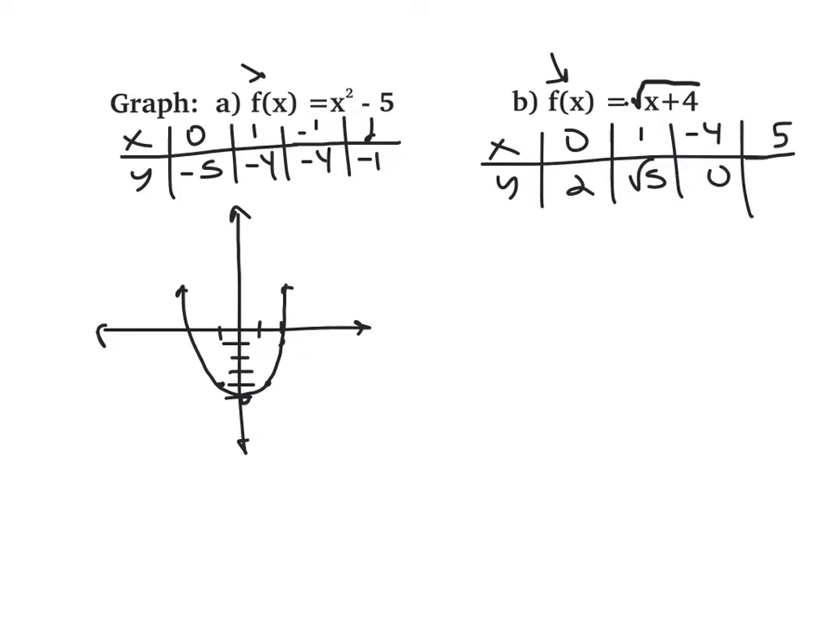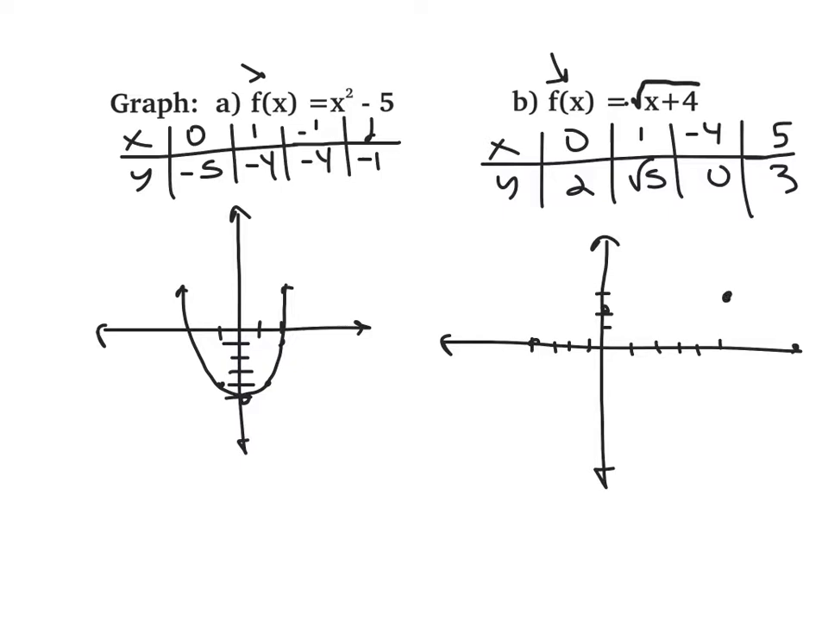If I plug in 5, I will get 5 plus 4 is 9. The square root of that is 3. So that's kind of help. I'm trying to think of stuff I can plug in that will give me, like, whole numbers. So 0, 2 is here. -4, 0 is there. 5, 3 is here.